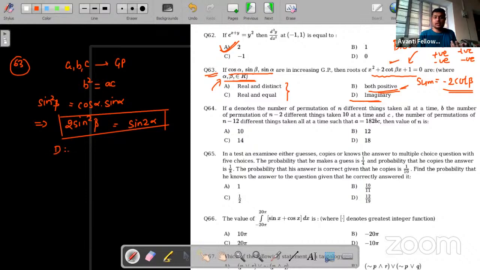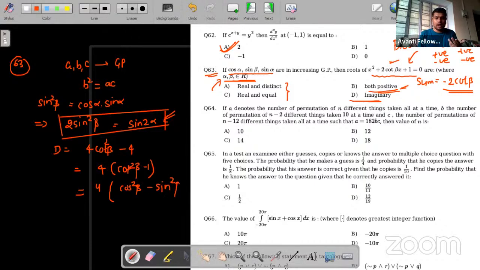Nature of roots means we are talking about D, whether it is greater than 0, less than 0, or equal to 0. From the given quadratic equation, D is b square minus 4ac. So 2 cot beta whole square means 4 cot square beta minus 4ac. Here 4 is common, so we can write cot square beta minus 1. For cot square beta, we are going to write in terms of sine and cos, because we are getting everything in terms of sine and cos only. So cos square beta upon sine square beta, taking LCM, minus sine square beta upon sine square beta. Whenever we see cos square beta minus sine square beta, we can write this as cos 2 beta. So we can write 4 cos 2 beta upon sine square beta.